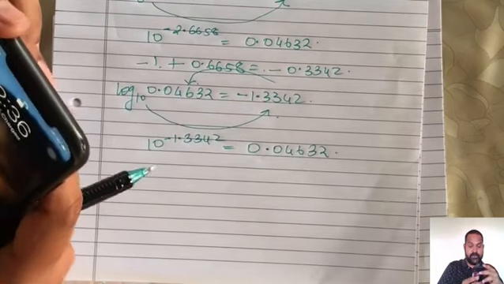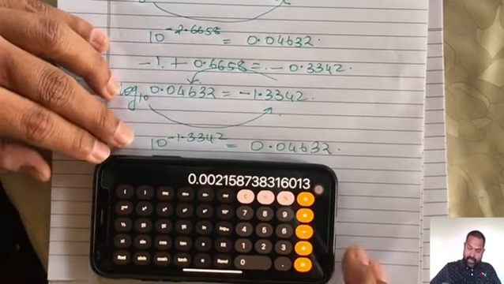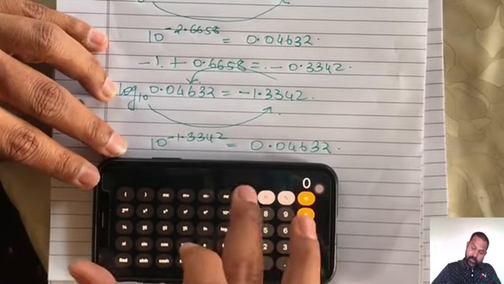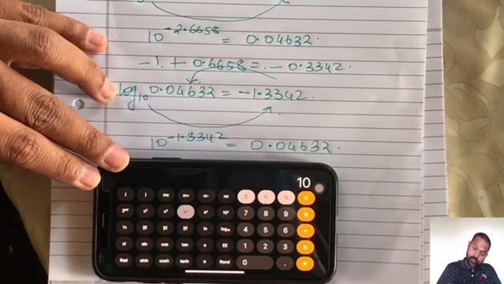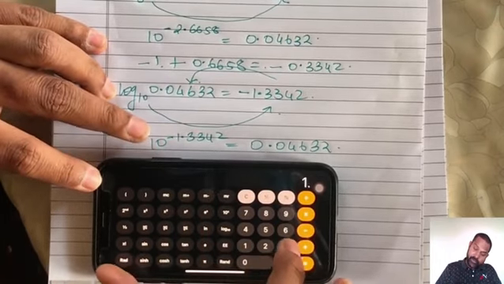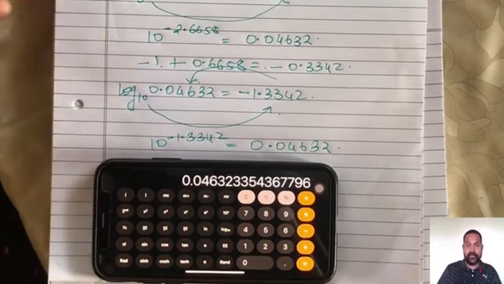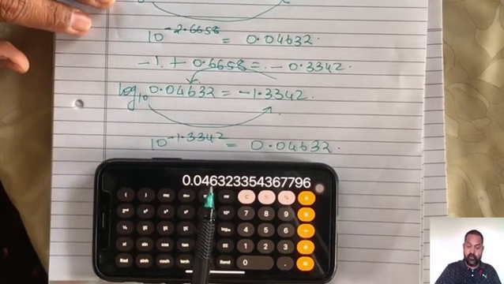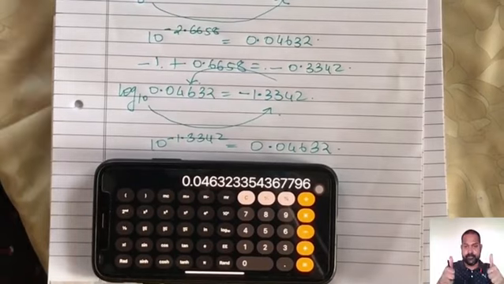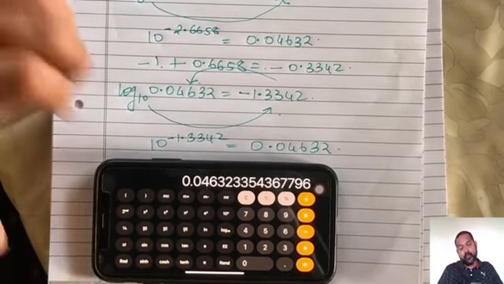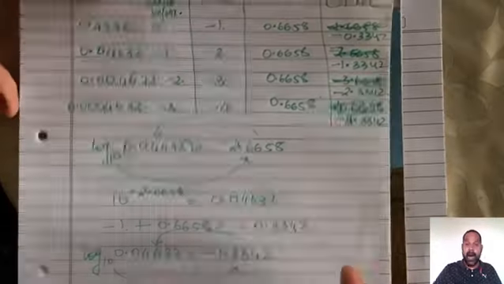Come back to your cell phones and let's again shift it to the scientific calculator mode. 10 is raised to, what is raised to? 1.3342, but negative. What do you get? You get 0.04632. Is that right? Perfect. So now that's correct. Which is where I am going to introduce you to a new concept called the bar concept.